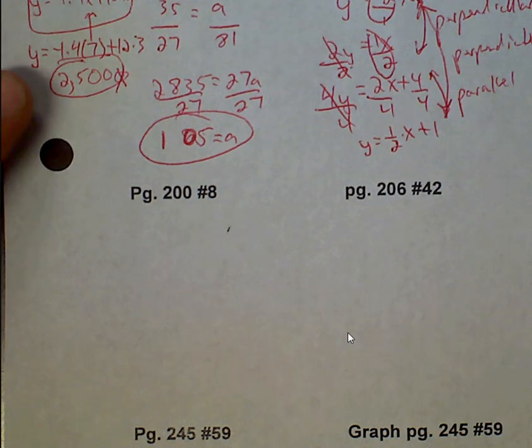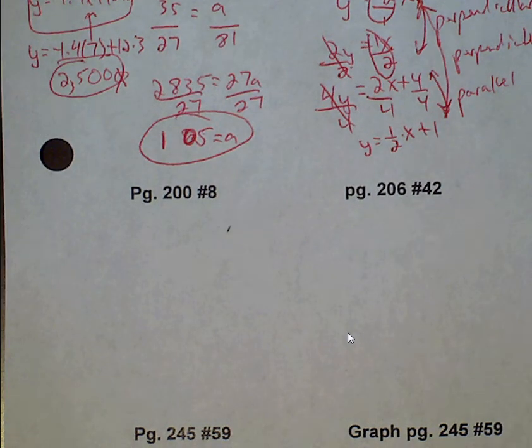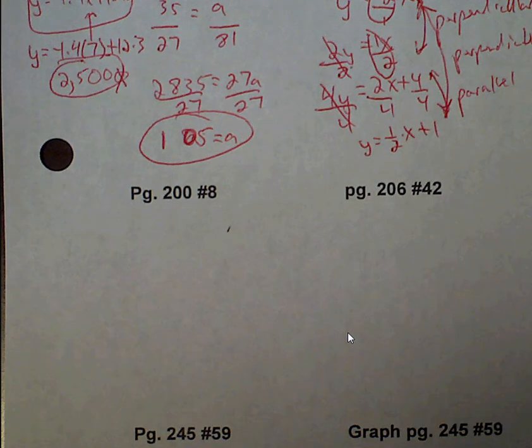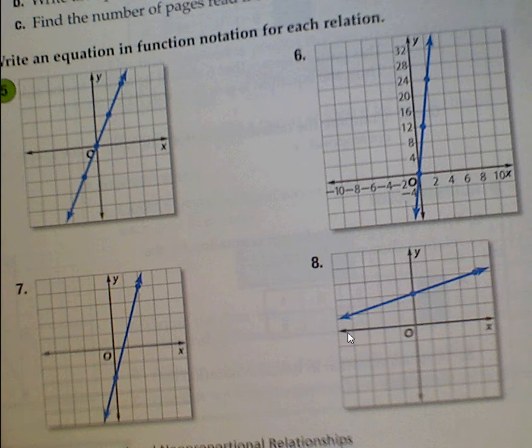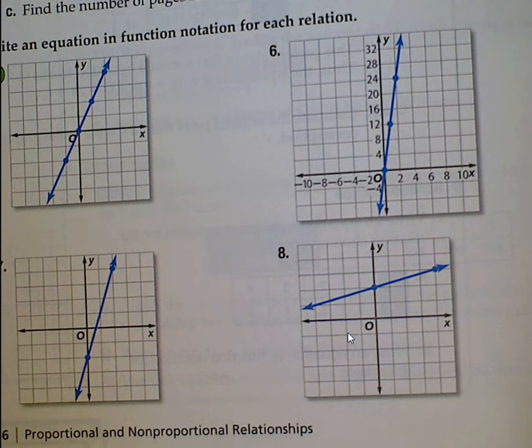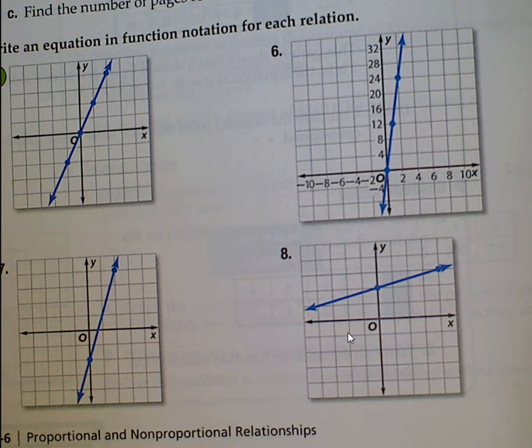Page 200, number 8. This is solving equations or solving systems, review number 1, part 2. So page 200, number 8. That's number 6. Number 8. Write an equation in function notation for each relation.